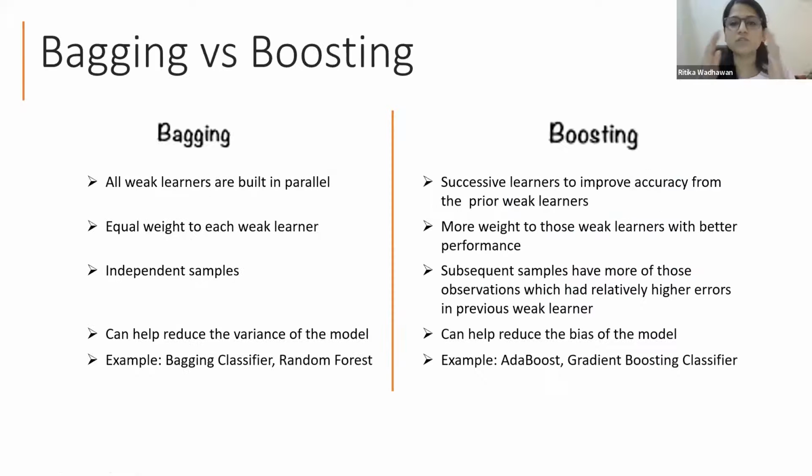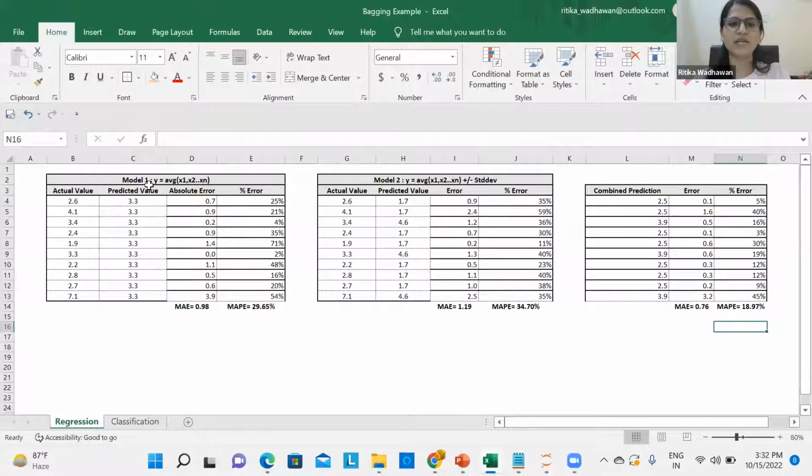Now, talking about the differences between these two, bagging, as I said, builds all weak learners in parallel. Boosting is about successive learners to improve accuracy from the prior weak learners. In bagging, there is equal weight to each learner. We have previously seen, when we were looking at this example here, we took an average. We never took a weighted average here, right? So equal weightage was given to model 1, equal weightage was given to model 2, despite the differences in their accuracy or error.